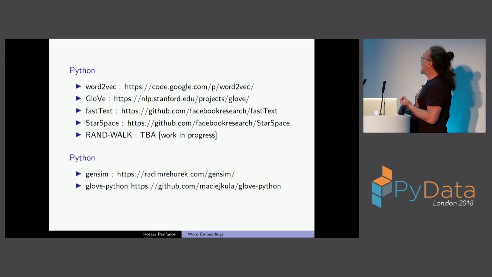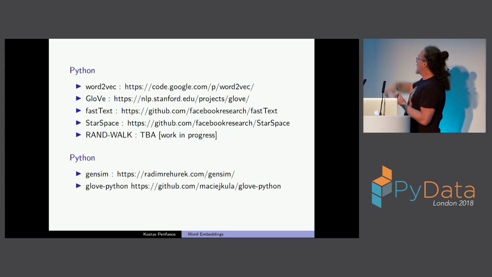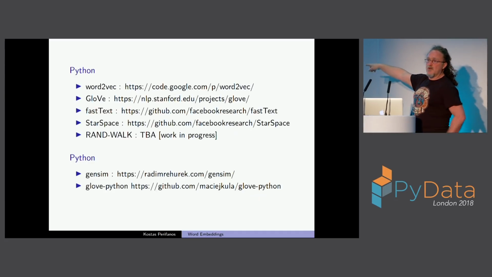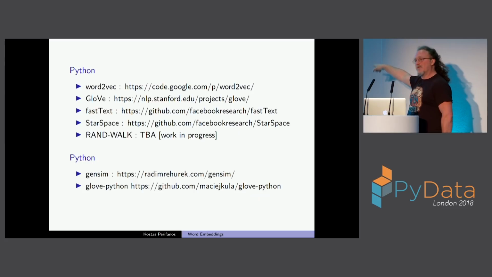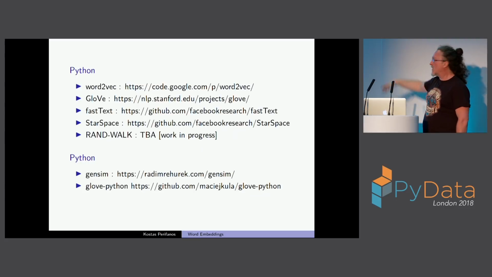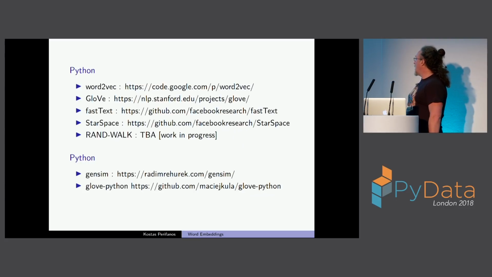Implementations. No, they're not to Python, sorry for the typo. The links for the implementations: word2vec is on Google site, GloVe comes from Stanford, fastText and StarSpace are coming from Facebook research. Broadwalk, there's no implementation yet, but we've been working on that, and most probably in the next following month there will be an implementation in Python for that as well.